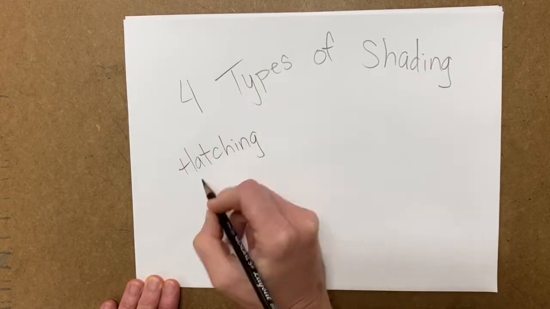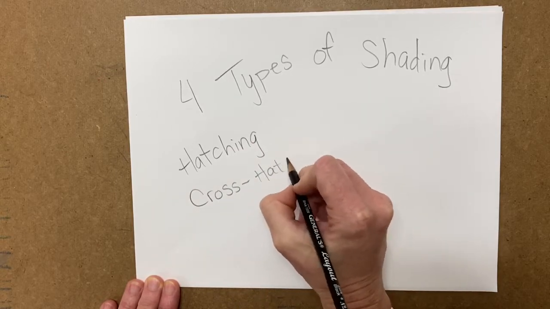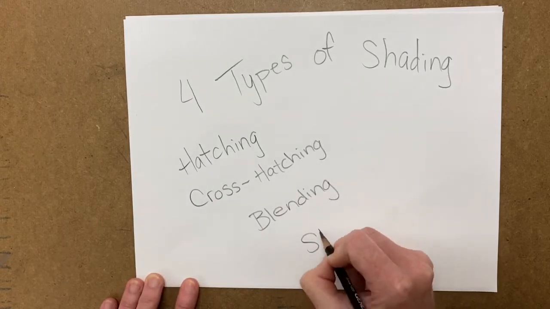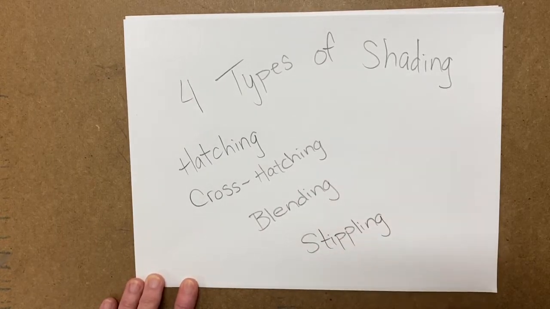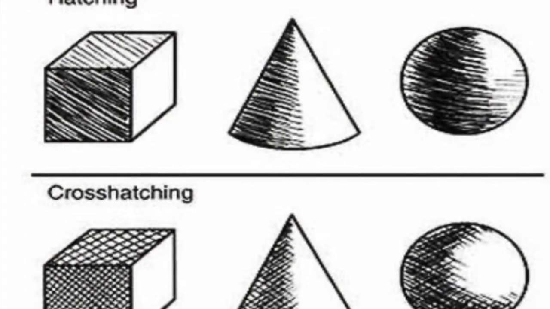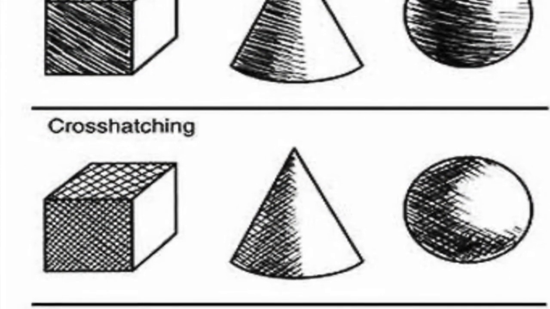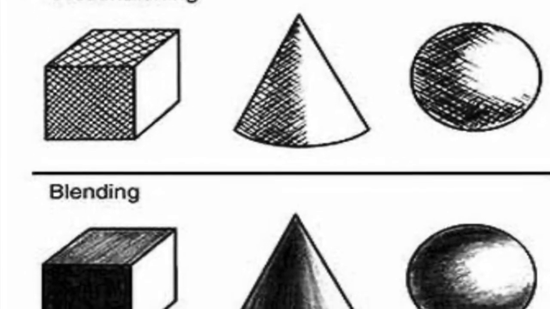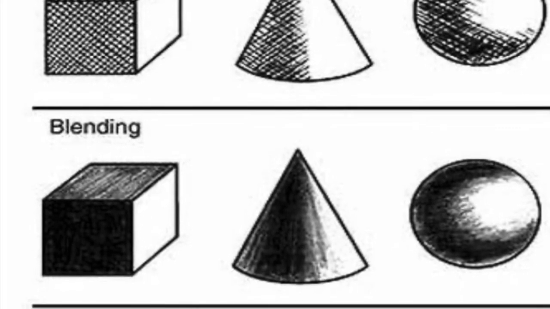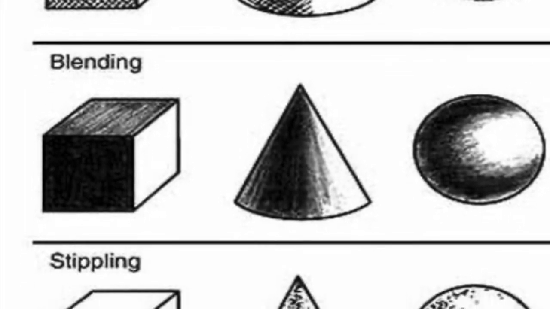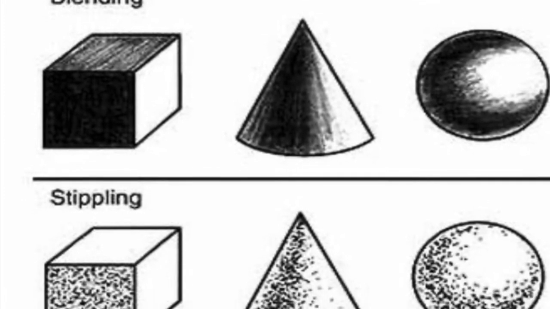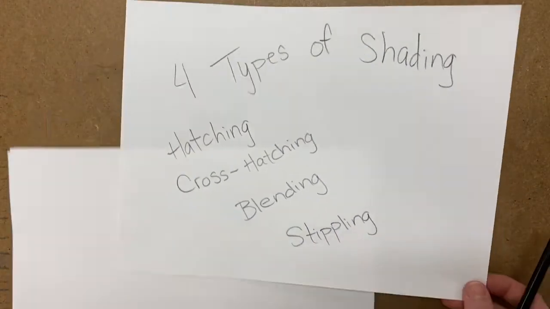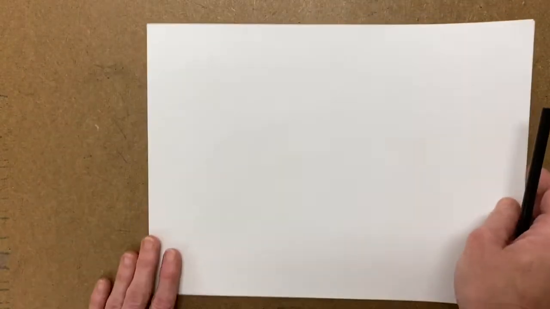Hatching, cross-hatching, blending, and stippling. Here is an example of each type of shading. Let's look at each type of shading more closely.